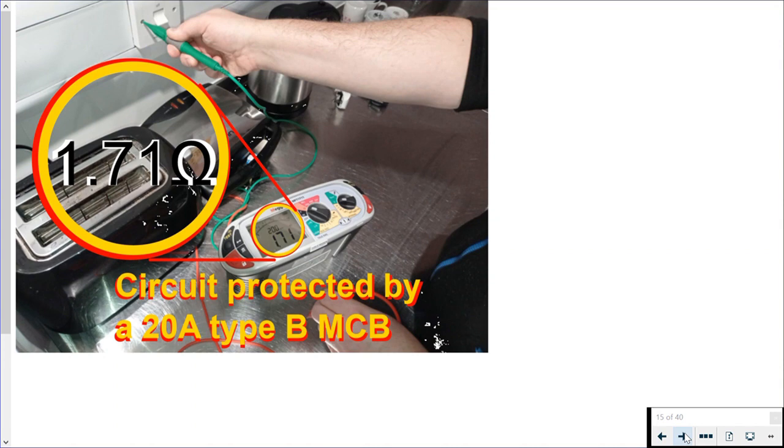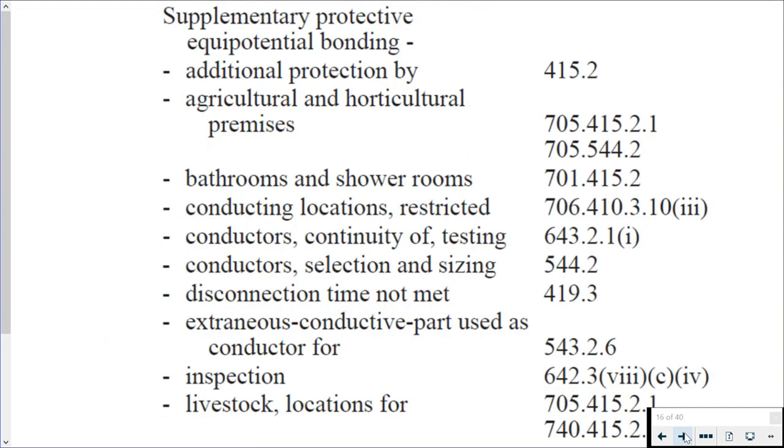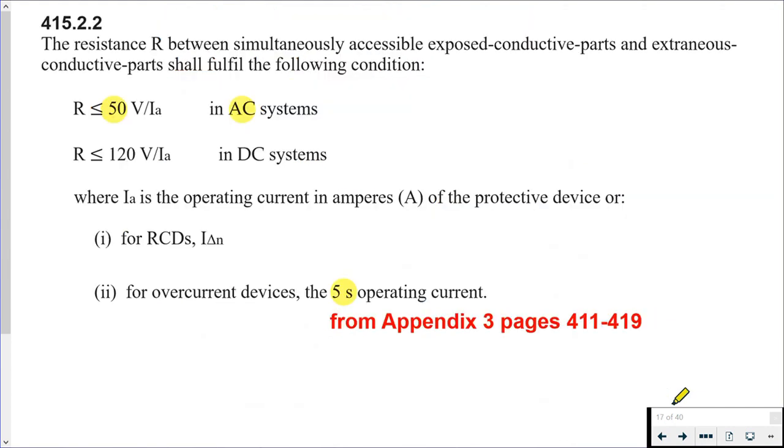Okay, so if you get into your regulations book and you go into your index and you go to supplementary protective equipotential bonding, you'll see there that the first point underneath that heading is additional protection by, and it's sending us to 415.2. When we go to 415.2, we're back to that regulation that we just looked at. Now, as I said, the operating current for the devices is for the 5-second operating current.